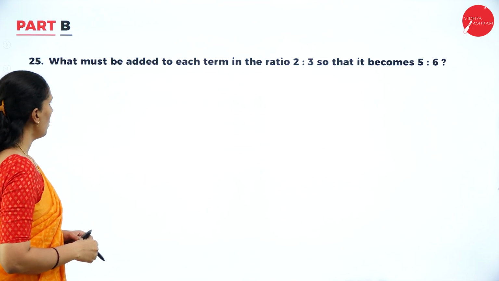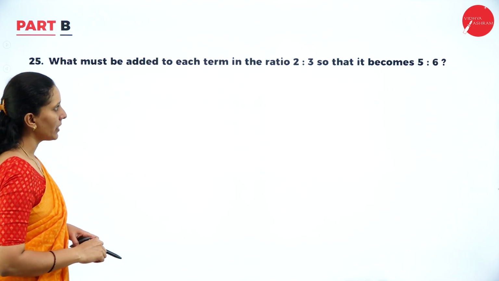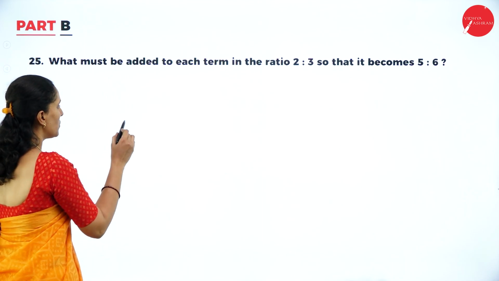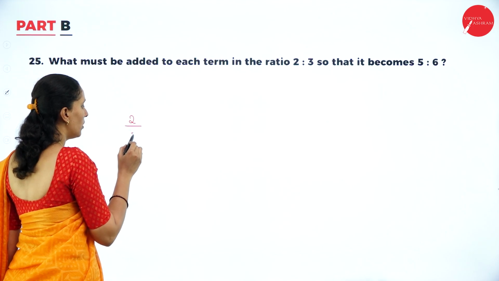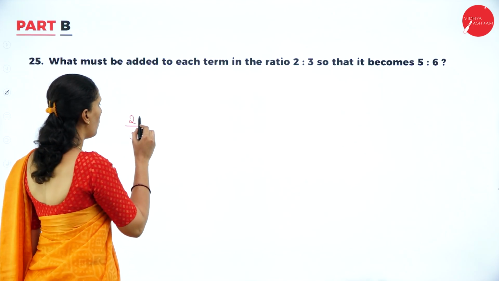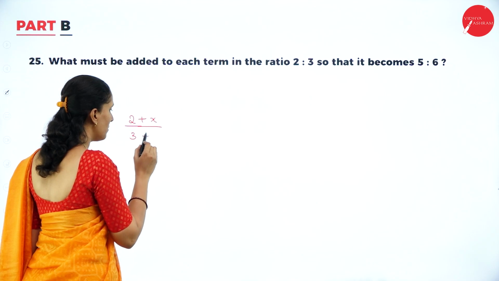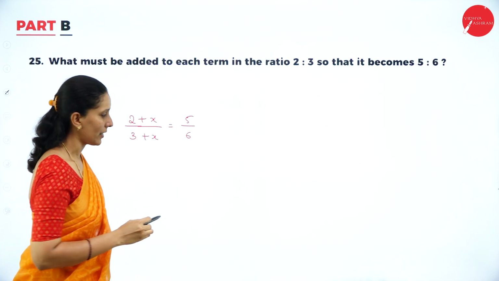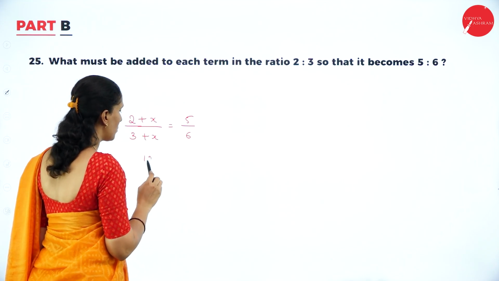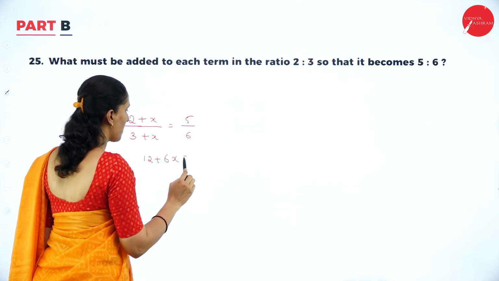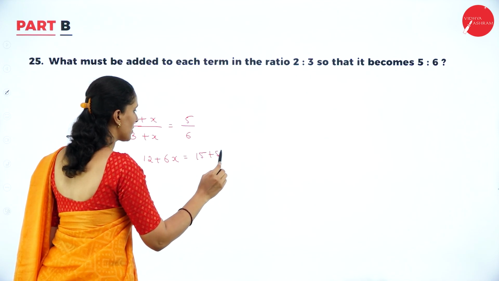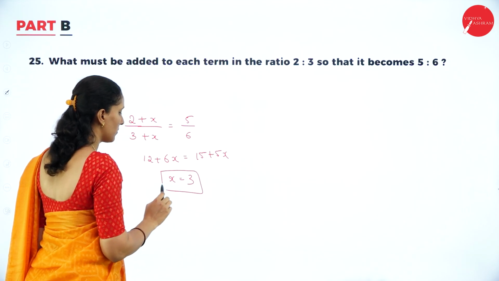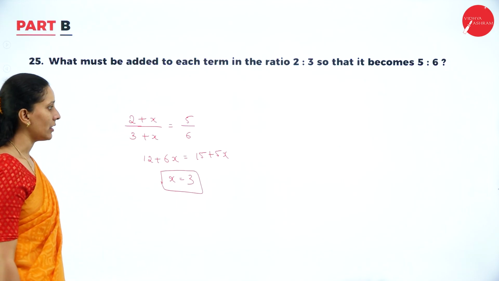Next, what must be added to each term in the ratio 2:3 so that it becomes 5:6? So for the ratio 2:3, what has to be added to both the terms so that it will become 5:6, that is 5 by 6. So cross multiplying we will get 12 plus 6x, 15 plus 5x. So on solving we will get x is equal to 3. The value of x is 3.